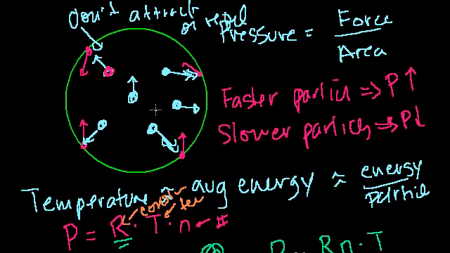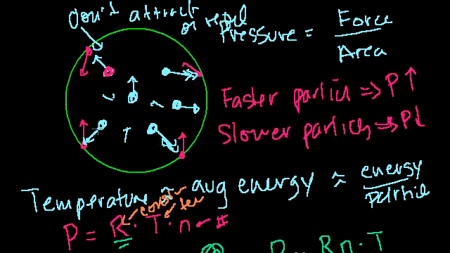Because let's say they attracted each other. Then as you increased the number of particles, maybe they'd not go to the side. Maybe they'd all gravitate towards the center a little bit more if they did attract each other. And if they did that, they would bounce into the walls less, and the pressure would be a little bit lower. So we're assuming that they don't attract or repel each other.